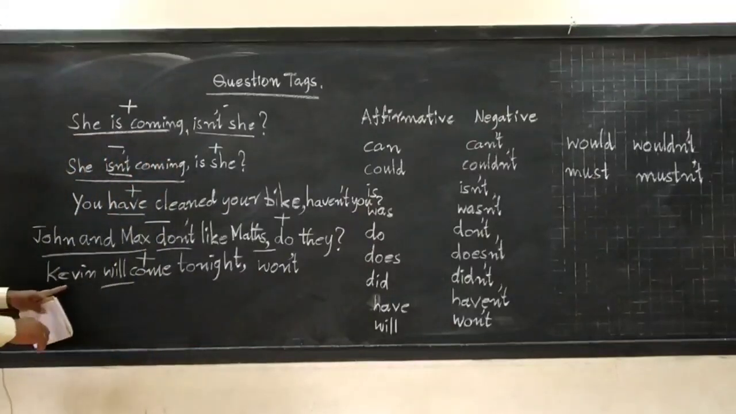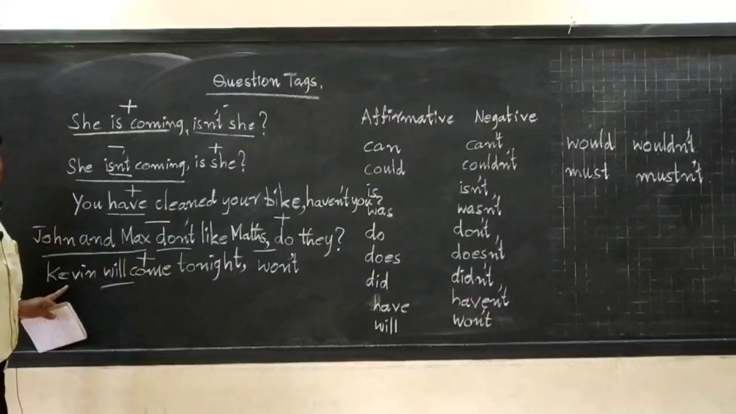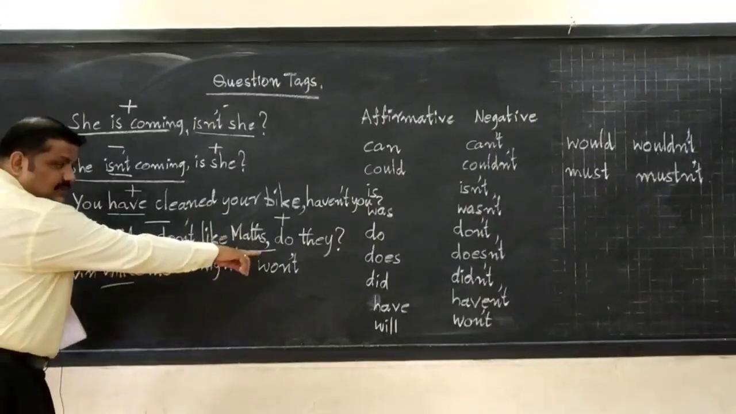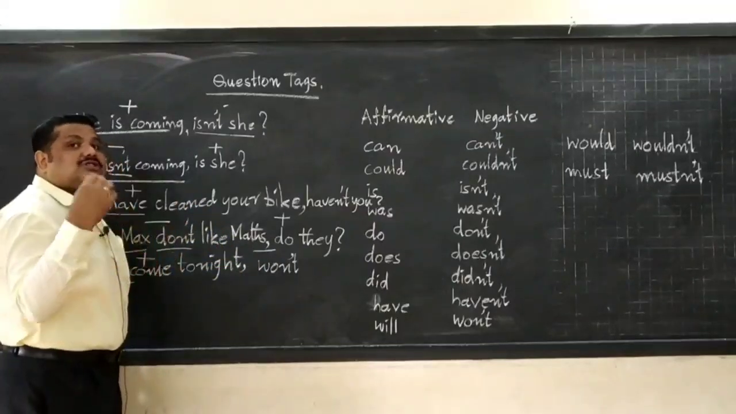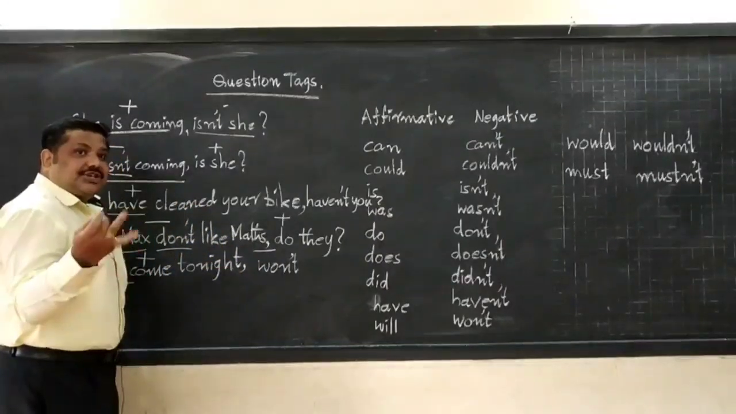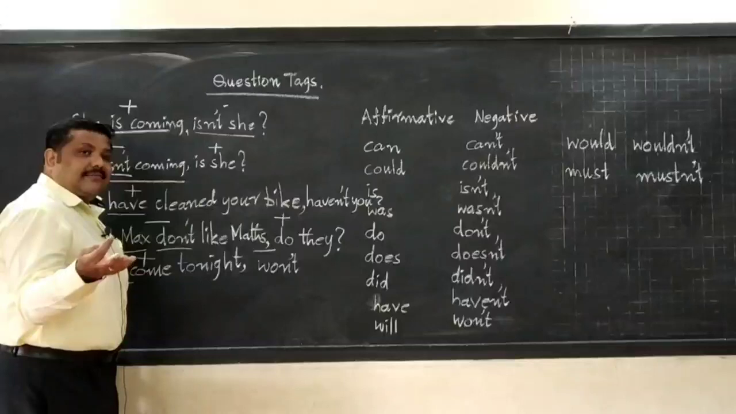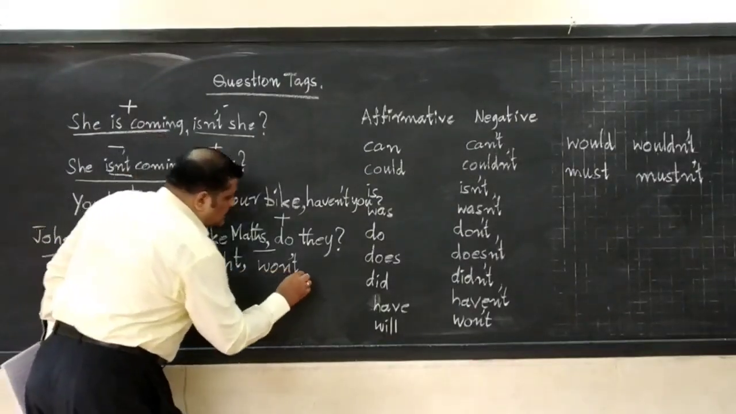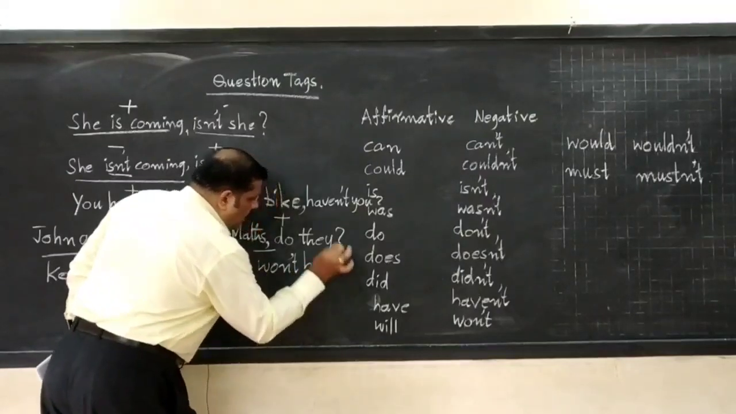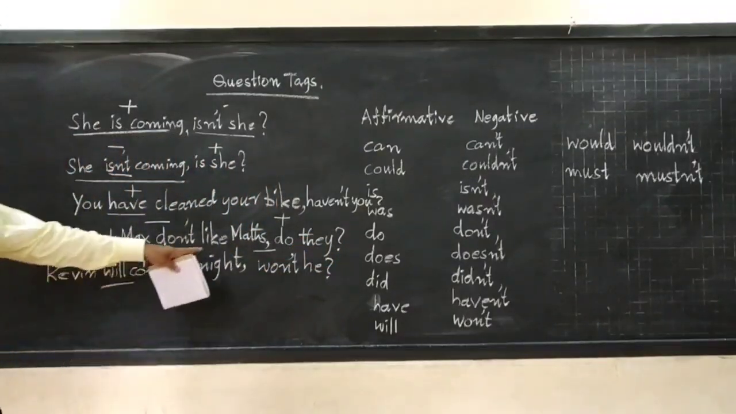What should be written? Can I take the name? No. Names are never used in a question tag. In that case, names are not used. Only pronouns are used: he, she, it, they. You can use I also like that. So, won't he. So, that is the thing.